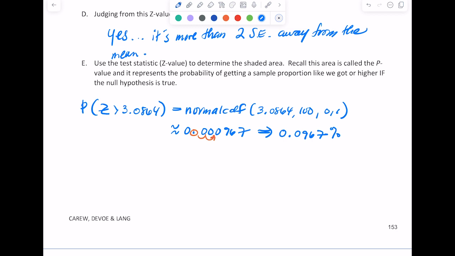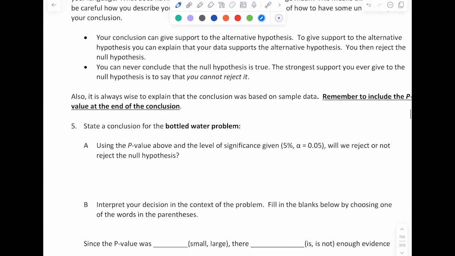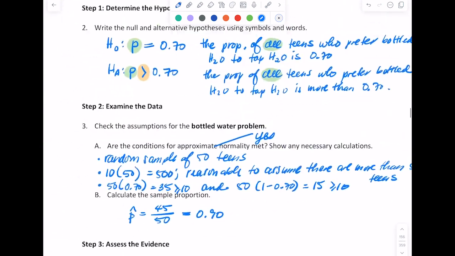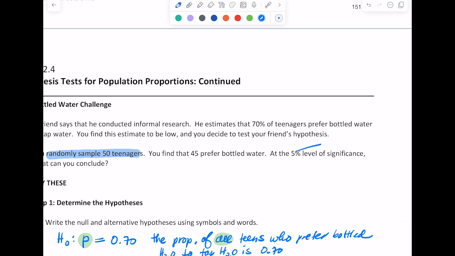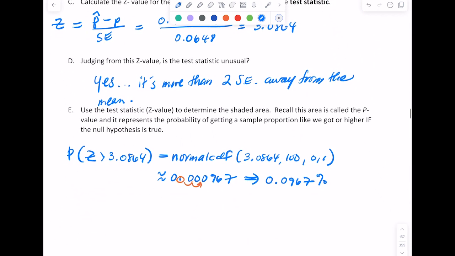Okay, so what does that tell me? Using the p-value and the level of significance. It told me in the problem that my significance level was 5%. That's telling me that alpha is 0.05. So we're going to look and see, is our p-value greater than that or less than that? 0.05, and you've got 0.000967, right?